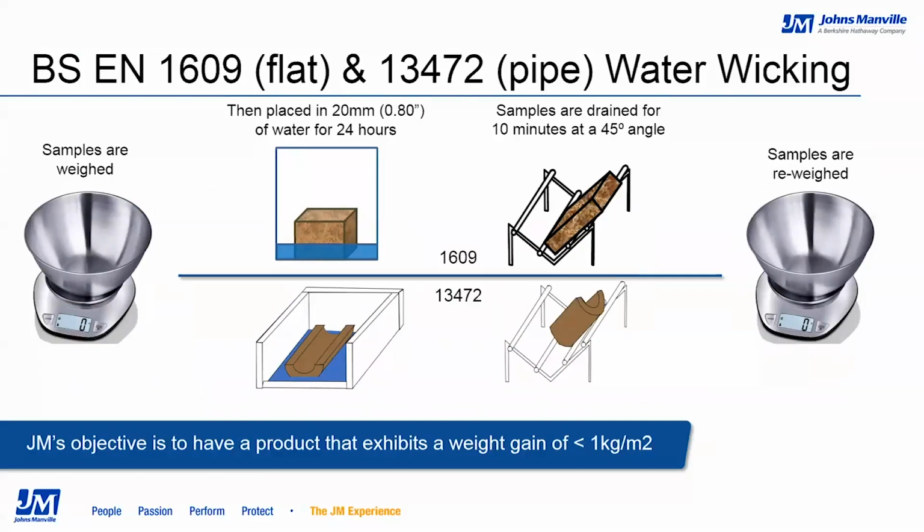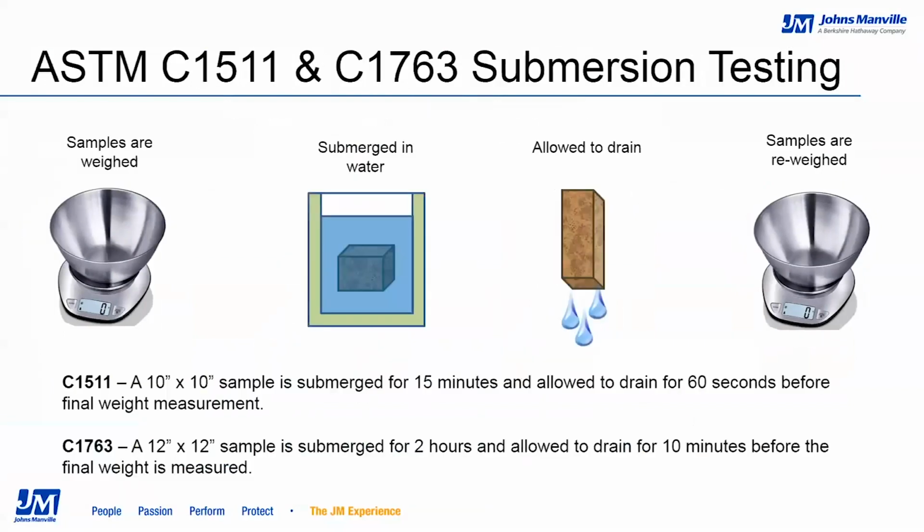water absorption. Since this test method isn't a part of any ASTM material specification, there are no limitations on acceptable absorption. JM targets a weight gain of less than 1 kilogram per meter squared. The reporting units on that are metric because it's a European standard, but it equates to about 0.2 pounds per foot squared. So finally, the submersion testing, the ASTM C1511 and C1763.